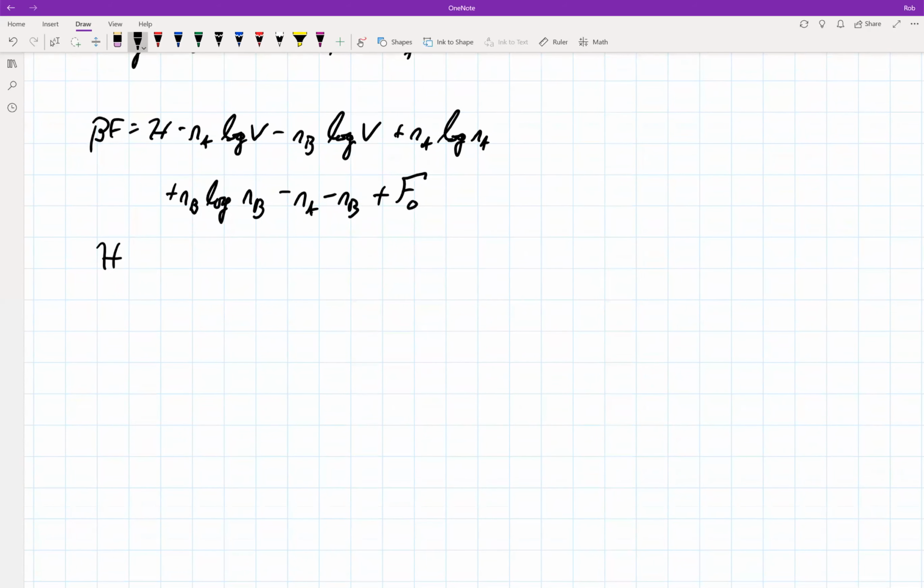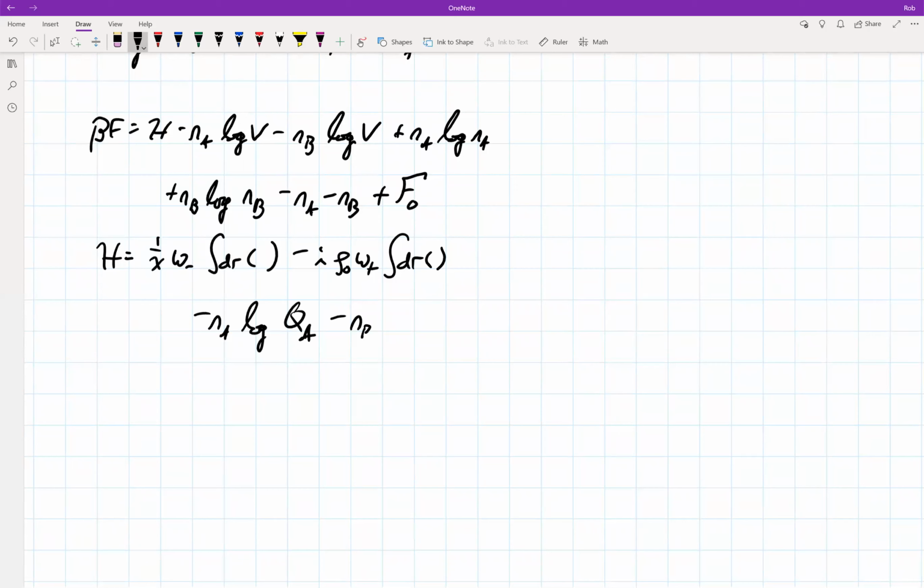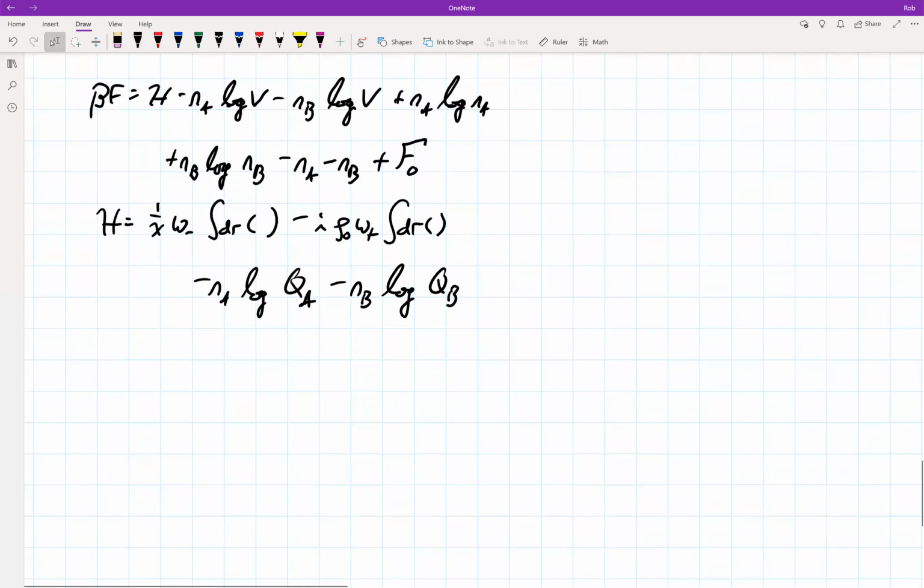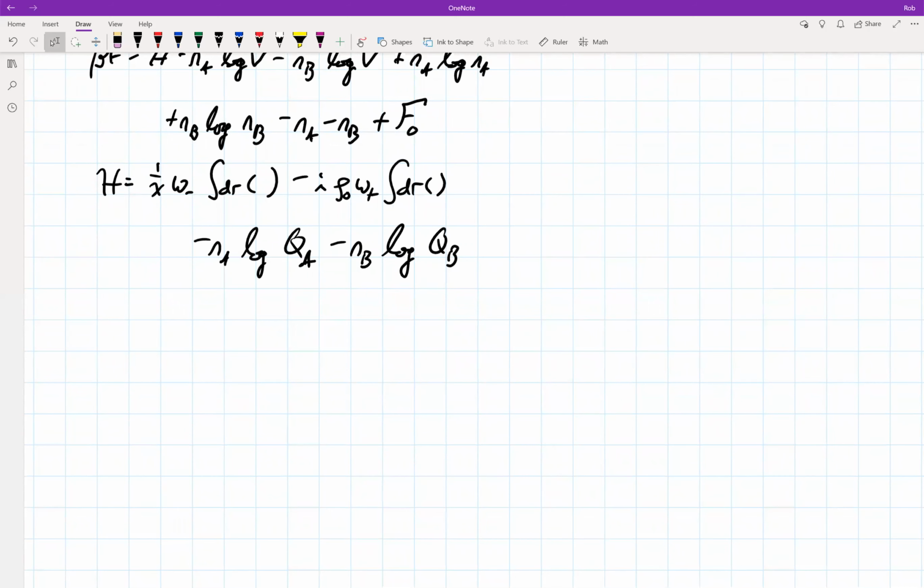And our H under this homogeneous mean field approximation. So if we're saying that W minus doesn't depend on position, we'll have 1 over chi W minus integral dr of just nothing, right? So there's just nothing there. So that'll give us a factor of volume, minus I rho naught W plus, again integral of nothing because W plus comes through, then minus NA log Q A minus NB log Q B. All right, and yeah, all this simplifies pretty nicely.